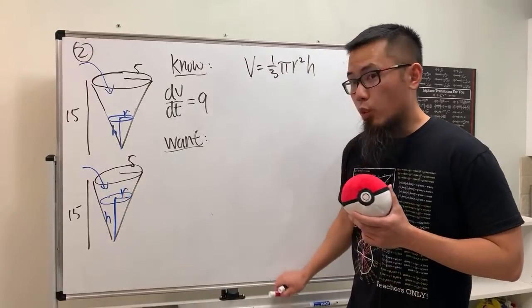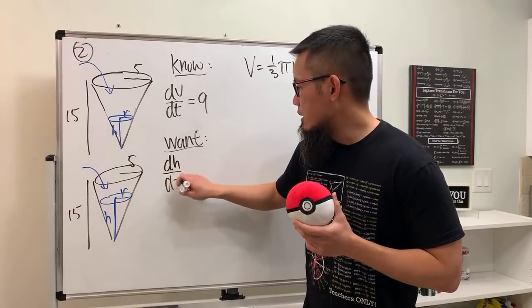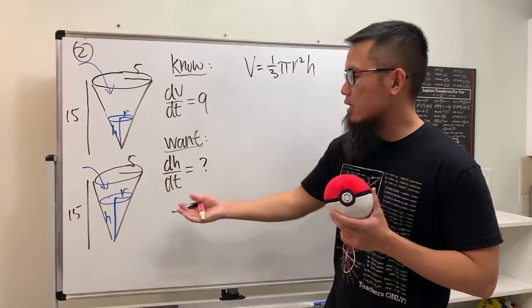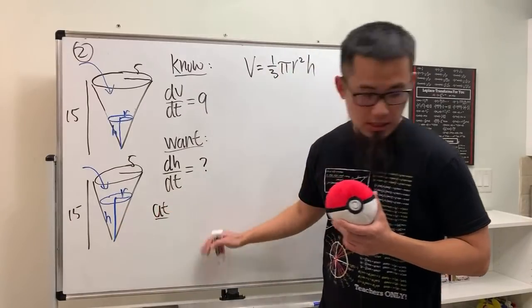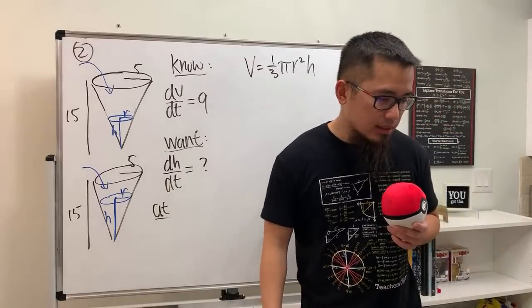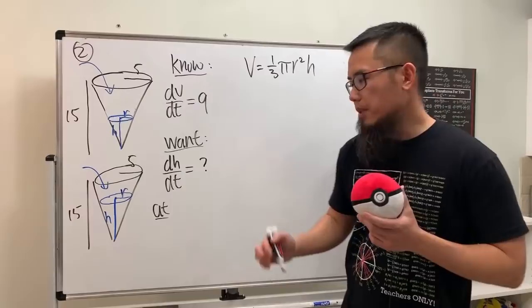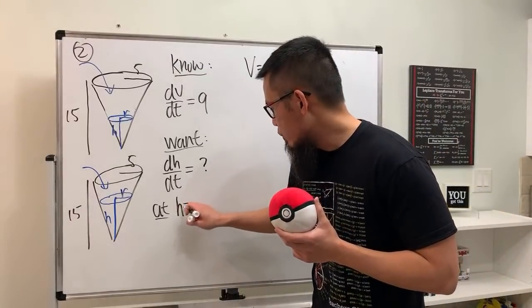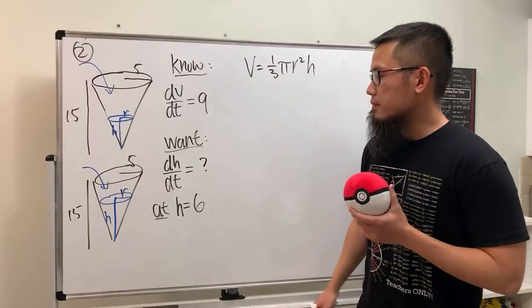Well, we want to know what's dh/dt. How fast is the water rising? At what instance? At the instance when the water is 6 feet deep. So we need to know this when h is equal to 6. So this is going to be the summary, right?